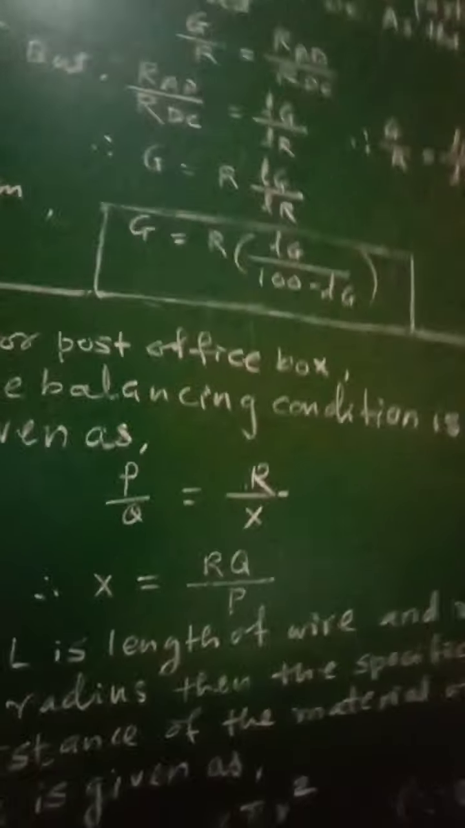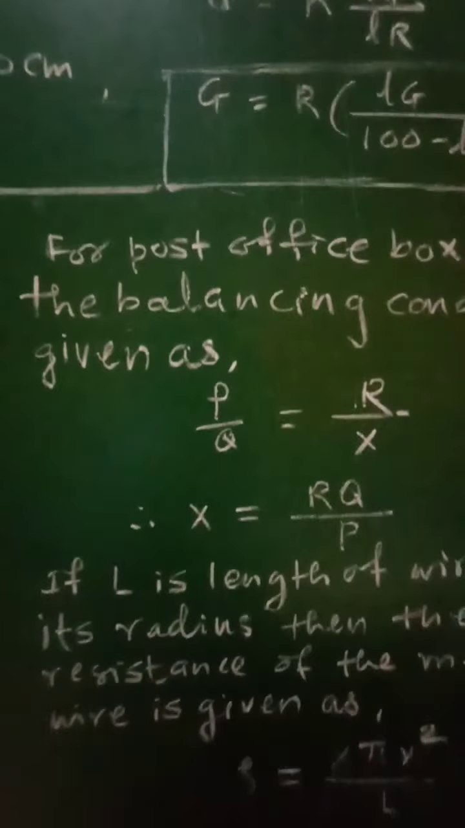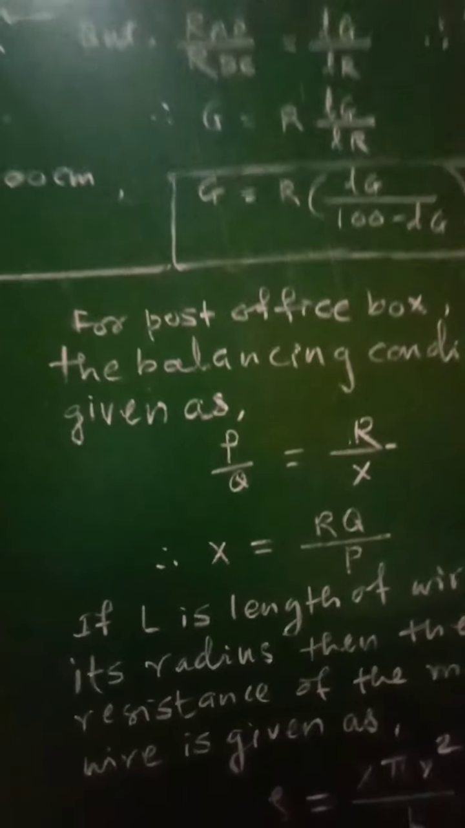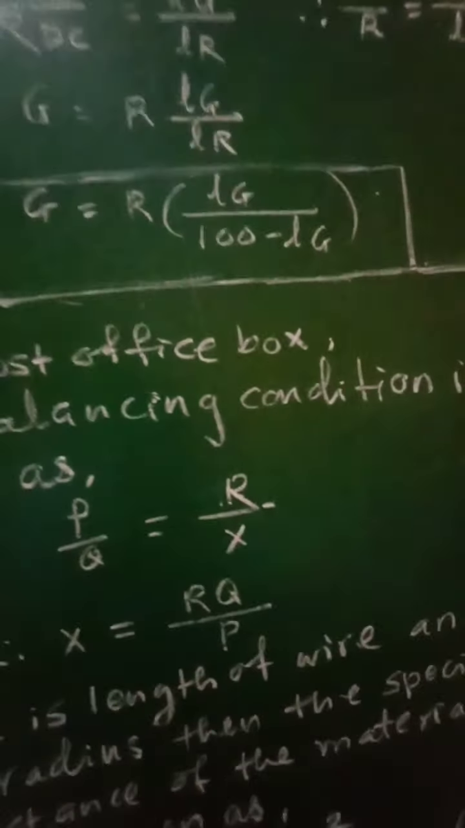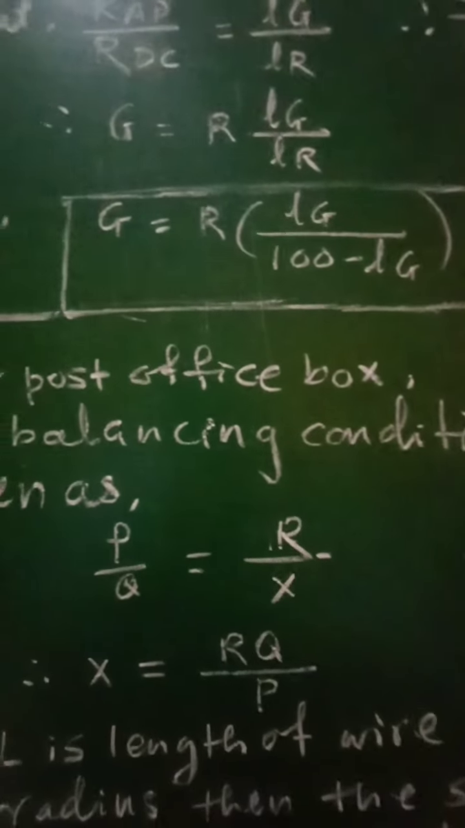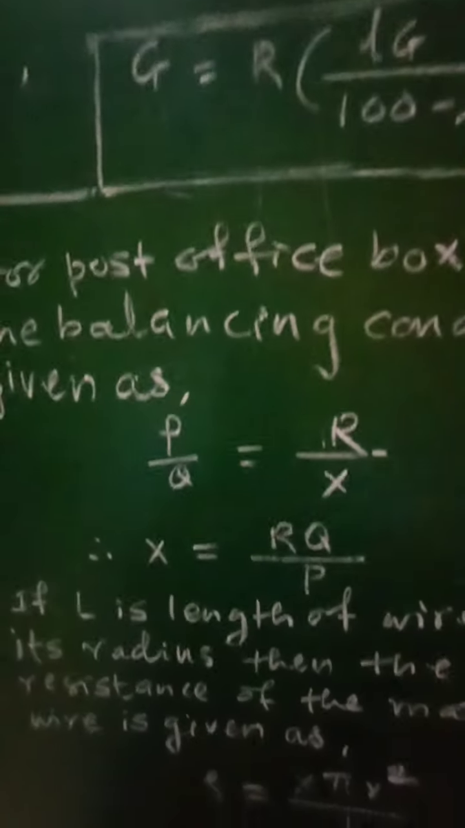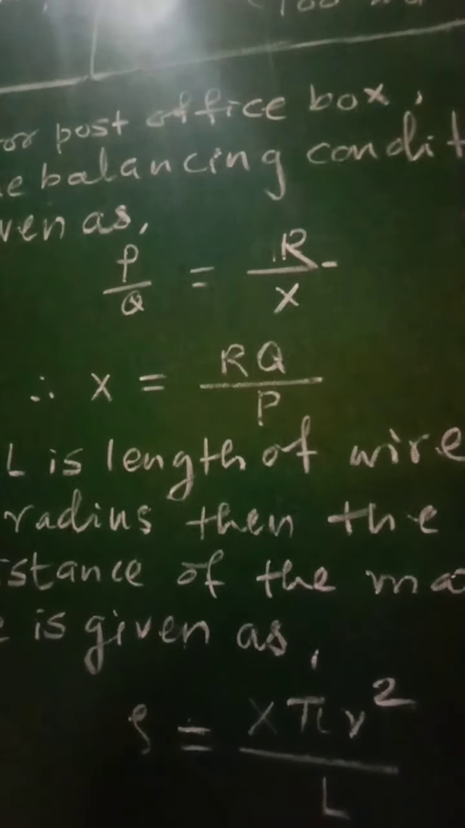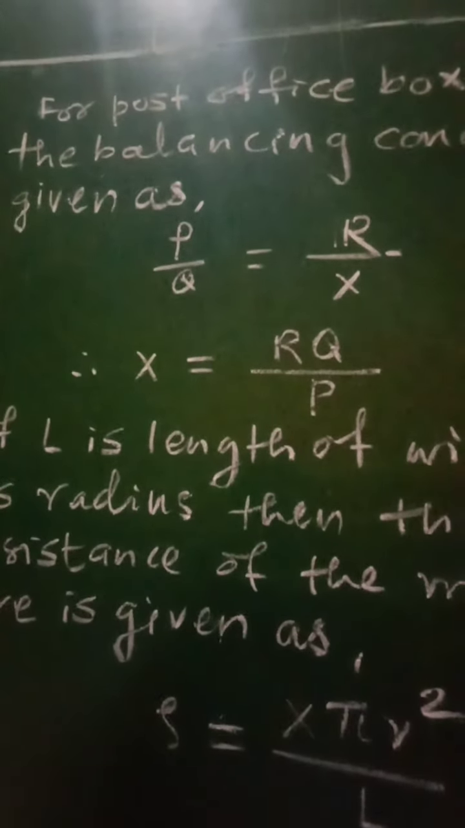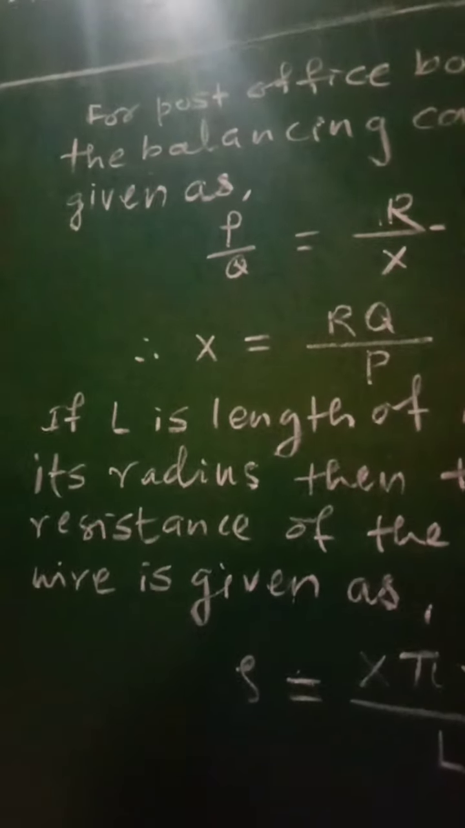the unknown resistance can be calculated by using this balancing condition. For these four resistances, the balancing condition will be given as P by Q equal to R by X, and therefore X equal to RQ upon P.